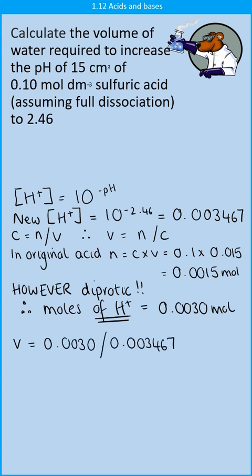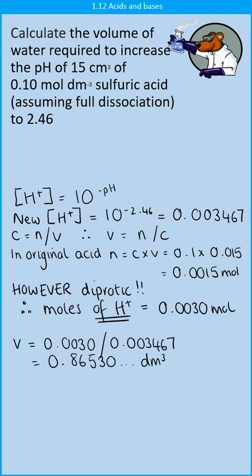Therefore, going back to this idea of volume being moles divided by concentration, the moles that I've got divided by the concentration that I worked out in the first step is going to give me a volume of 0.86530 something decimeters cubed. Again, I haven't rounded prematurely, I'm just going to keep using that full value for the time being.